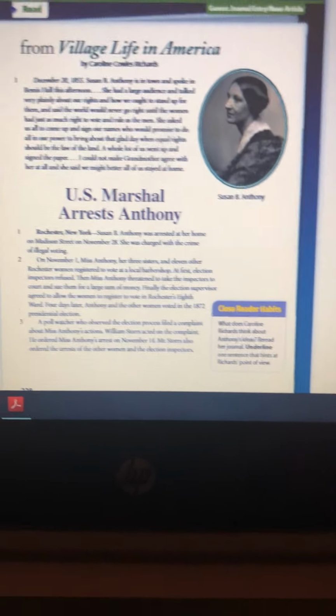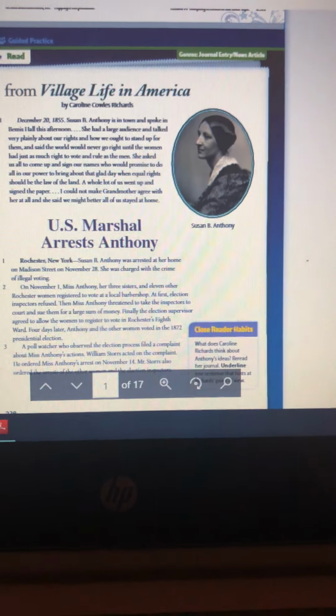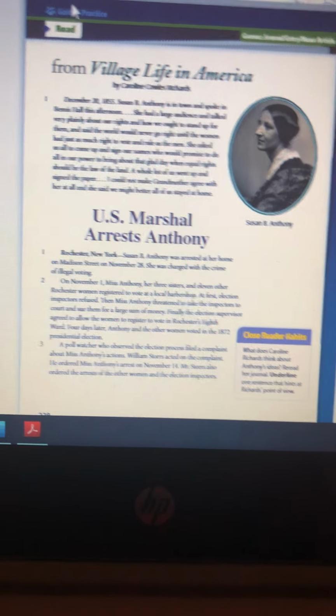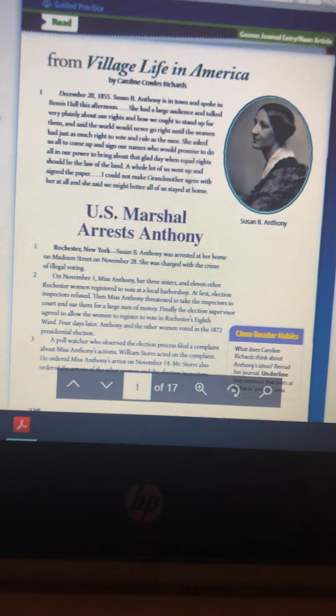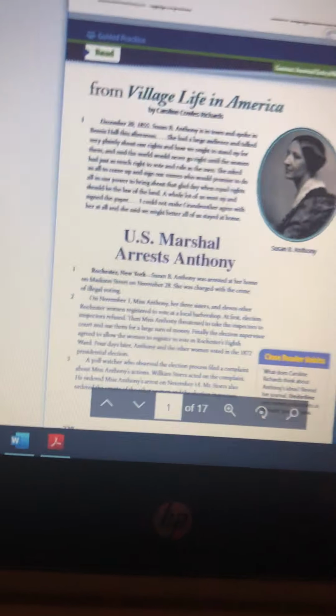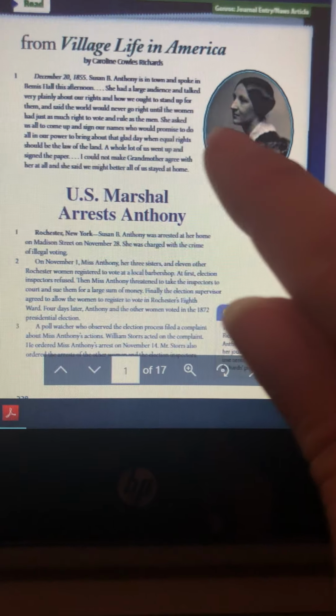This is the part that you're going to complete. You're going to read these sources. I believe in this one it is 3 or 4. So here's the first source, from Village Life in America. You could see it's only one paragraph right here. Okay, that's the first source.